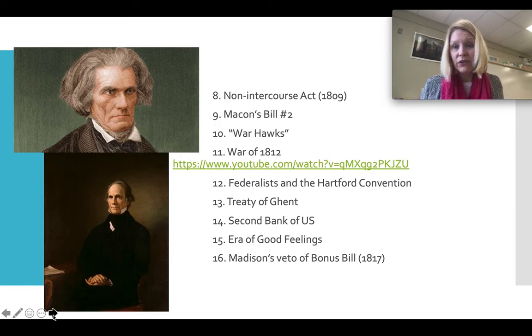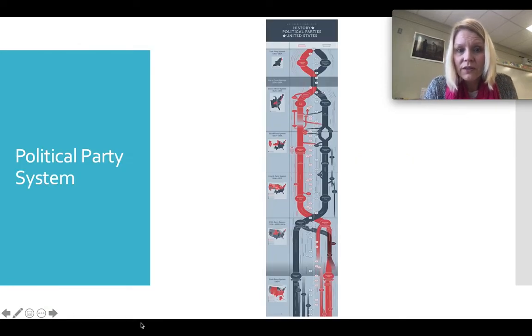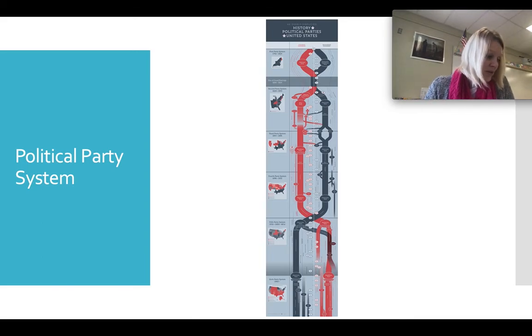But for a while we had this Era of Good Feelings, and so this is the slide that I was telling you about. You've probably seen this in my room, and I did post this infographic on Haiku as well. If you can see this gray line right here, this is during Monroe's presidency, and it was known as the Era of Good Feelings because life was okay. There was not a lot of division, and you can see how this side and this side are coming together.